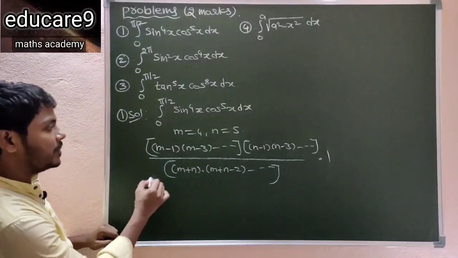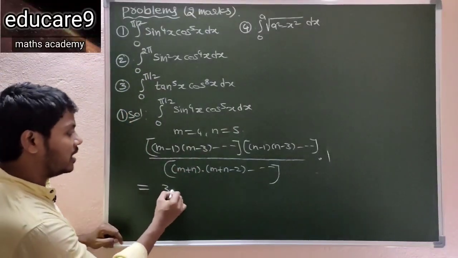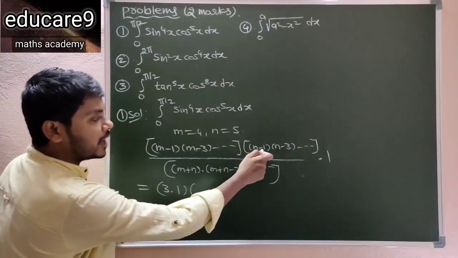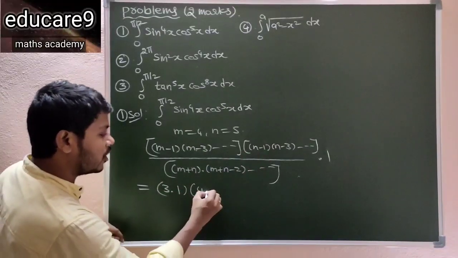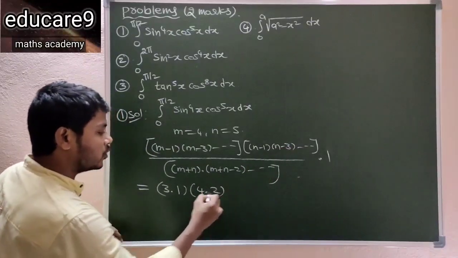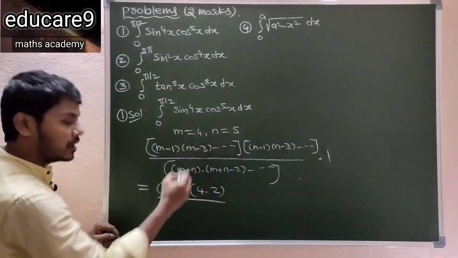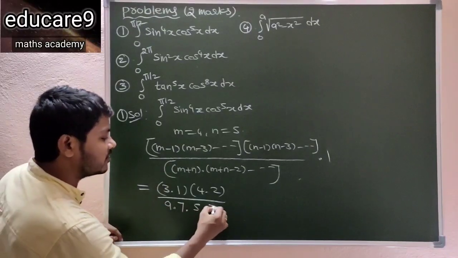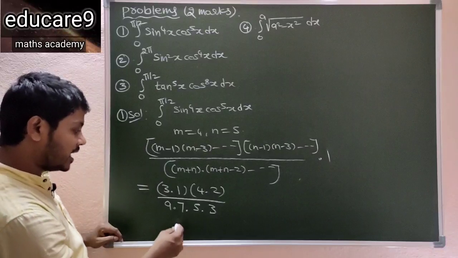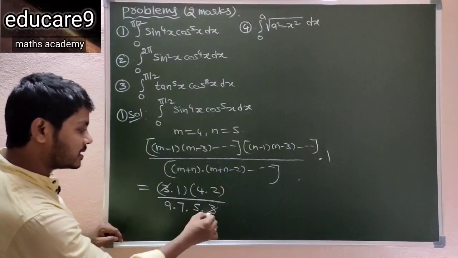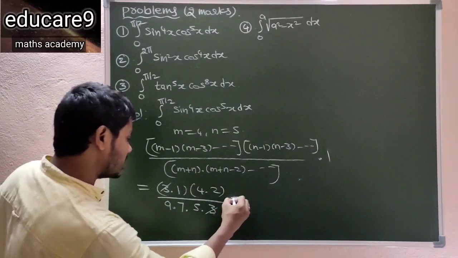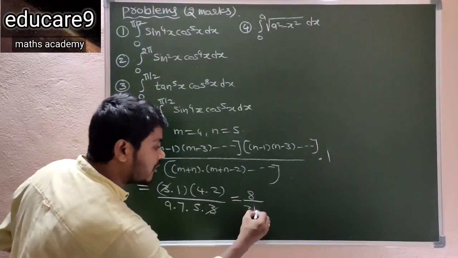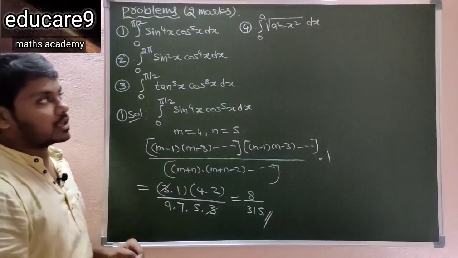Therefore this can be written as 4 minus 1, 3, 4 minus 3, 1. Next into 5 minus 1, that is 4, 5 minus 3, 2. So divide by m plus n, 9. Next one 7, next one 5, next one 3. So clearly here 3 gets cancelled. So this is 4 into 2, 8 by 315. So this is the required answer.